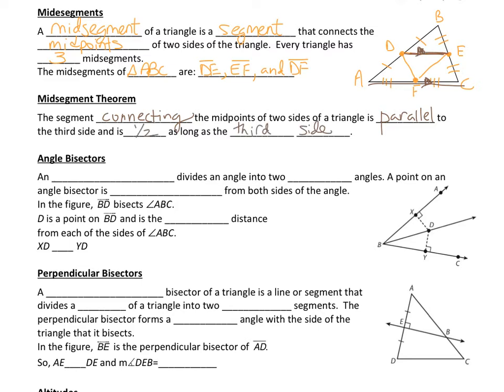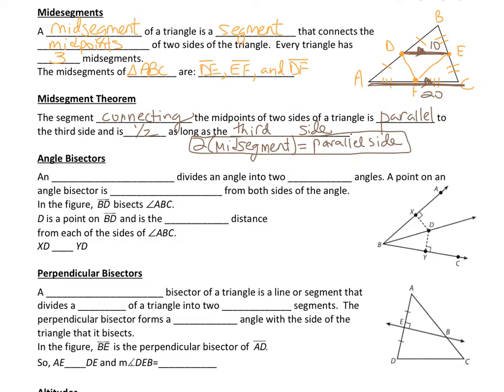So that means if DE is 10, that means that AC would be 20. What I want to make sure you write down on your paper is that if we double the midsegment, that will equal our parallel side. That's going to be the easiest way we can set up our equations to find the missing side, depending on which piece we are given.